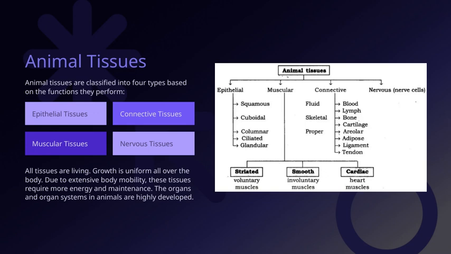This high level of development in organs and organ systems is what allows animals to perform complex activities and adapt to their environments. Specifically, nervous tissues play a key role in controlling and coordinating body activities by transmitting messages rapidly. Understanding these tissues helps us see how the entire body functions as a coordinated system, supporting the overall theme of how complex and efficient animal bodies are.